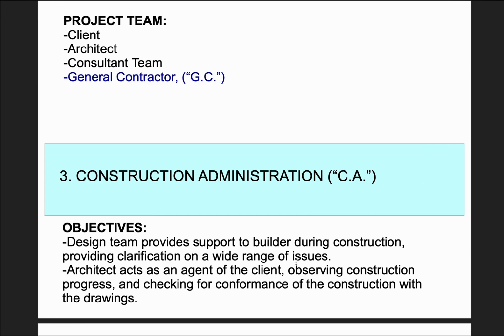Anyway, this would be the last portion, and you just want to construct the building per plan, but also manage to fix any problems during construction.